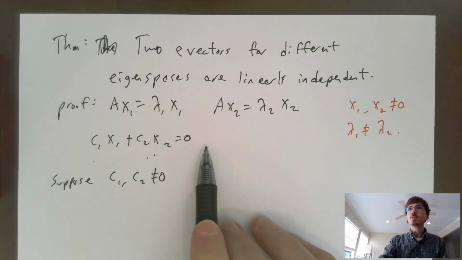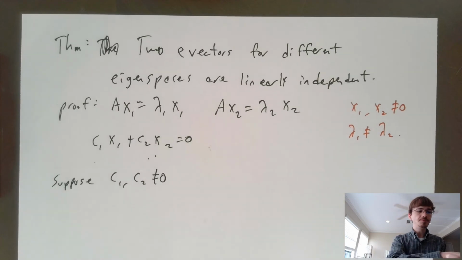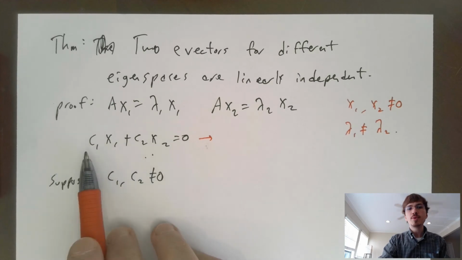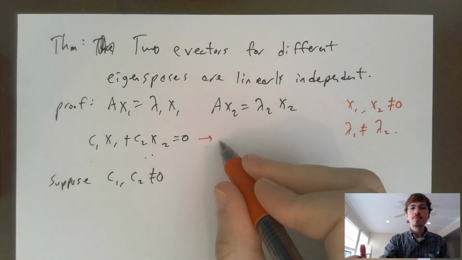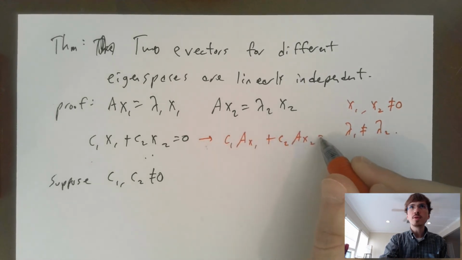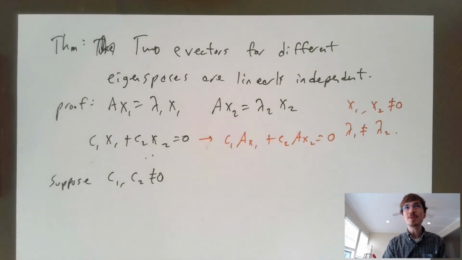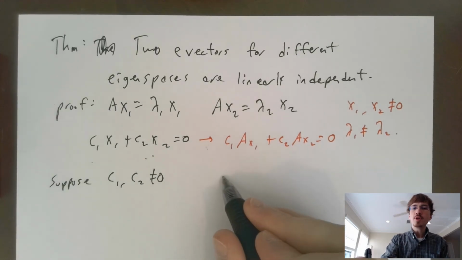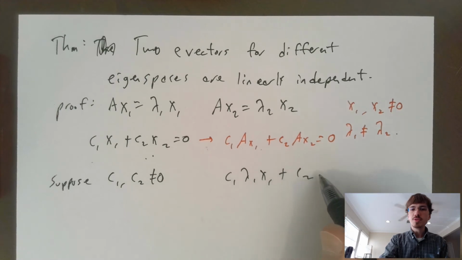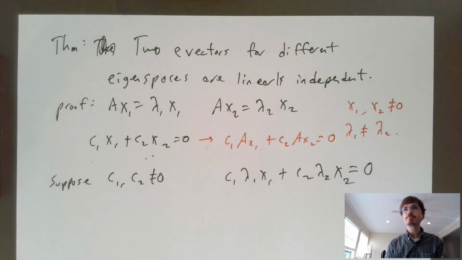Let's multiply A on both sides of this equation. If I multiply A on the left, what's A times c1x1? It's c1 Ax1 plus c2 Ax2 equals A times 0, which is, of course, 0. And now we can use the fact that these are eigenvectors. What's Ax1? That's lambda 1 x1. So we get c1 lambda 1 x1 plus c2 lambda 2 x2, which has to also be 0.